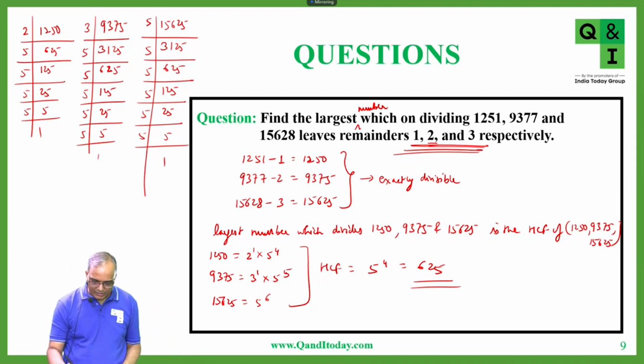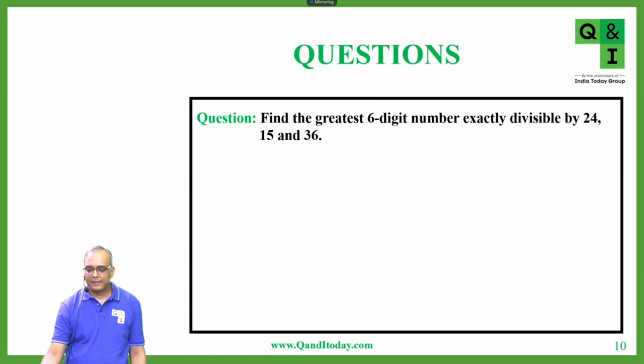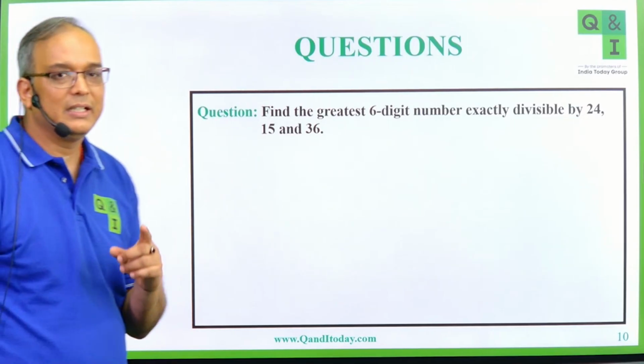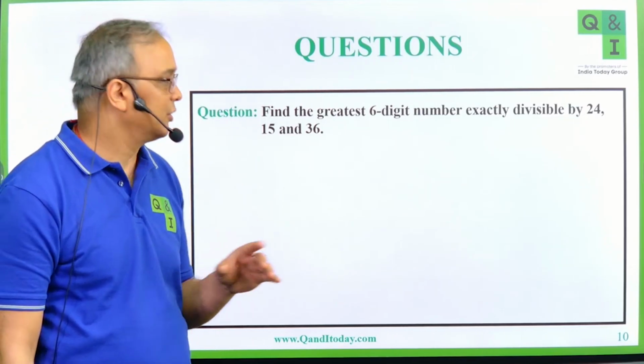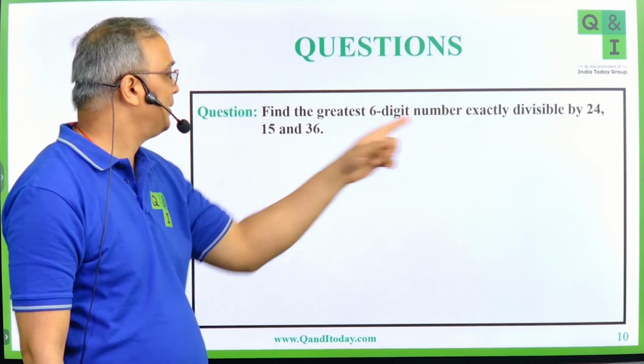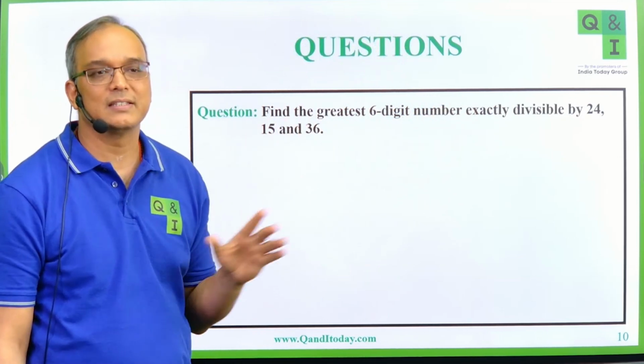Okay. So let's go to the next question, students. So the next question is, find the greatest 6-digit number exactly divisible by 24, 15 and 36. Again, before we start the question, you need to tell me the approach here. You have to find the greatest 6-digit number exactly divisible by 24, 15 and 36. What will you do here?